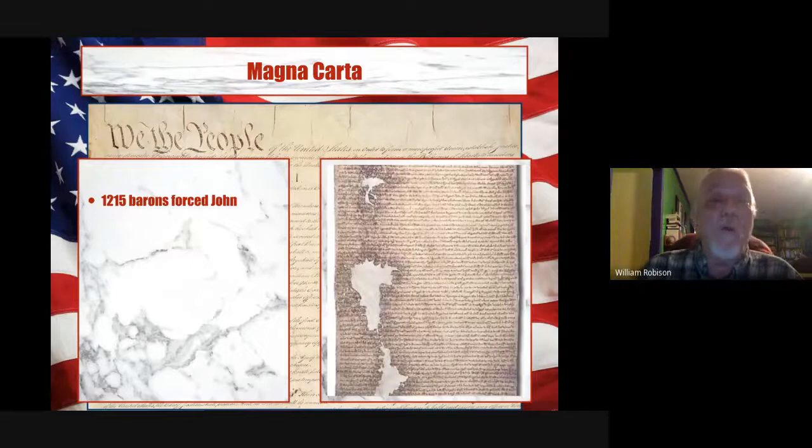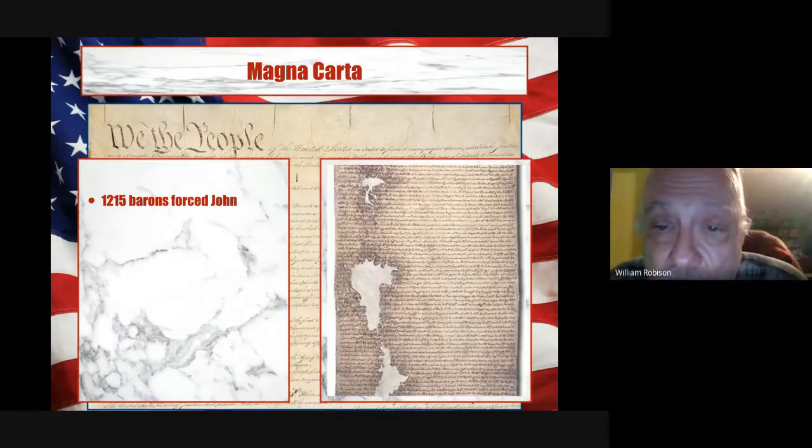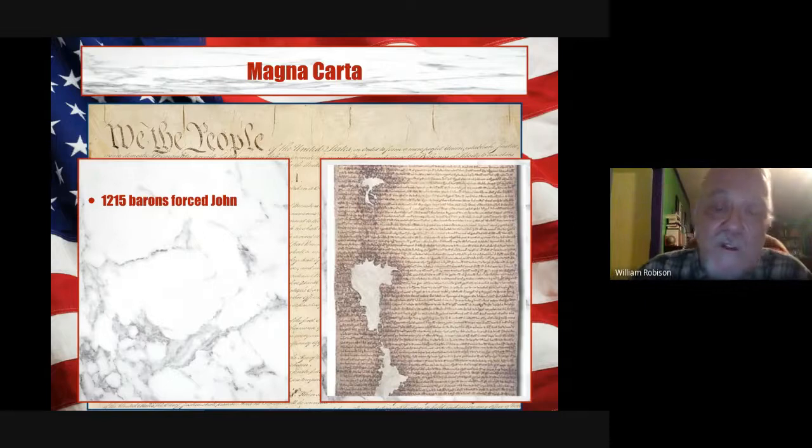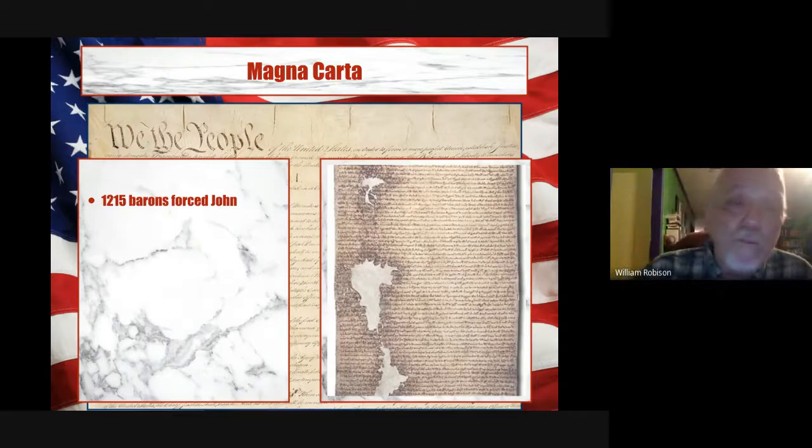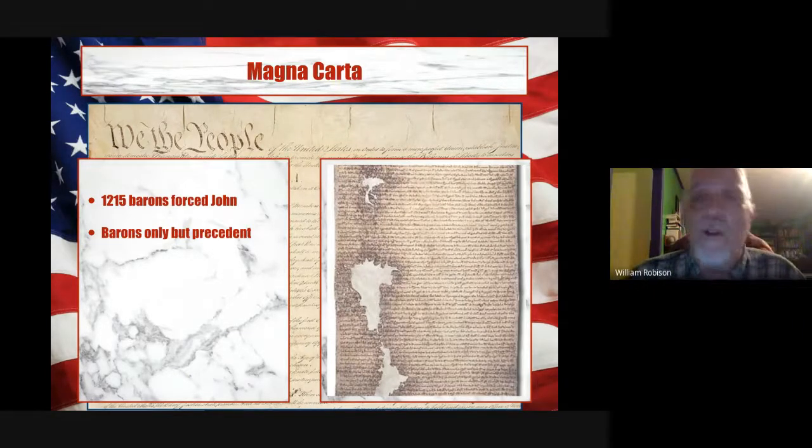His barons rebelled against him in 1215 and forced him to agree to a document which presumably was in better shape in 1215 than it is in this photograph. That is known as the Great Charter, or in Latin, the Magna Carta. Now, the truth of the matter is, you used to see in old textbooks that this was the forerunner of American democracy. That's putting it a bit strongly.